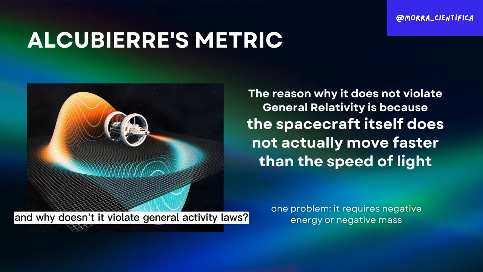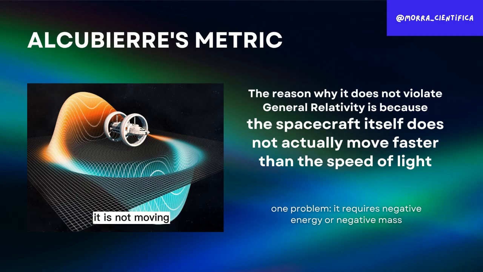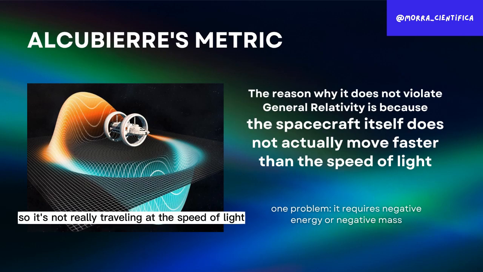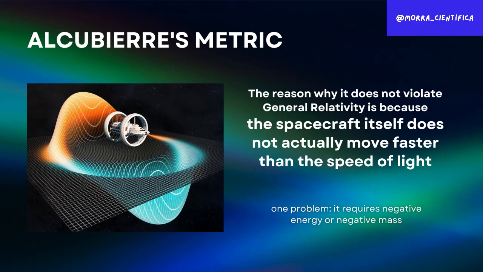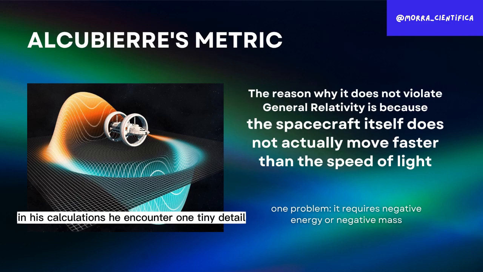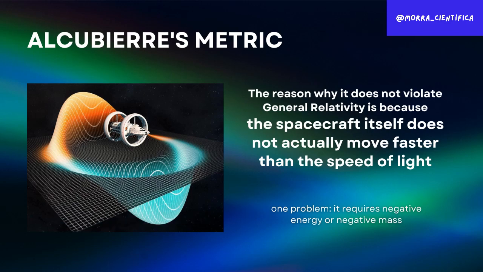And why doesn't it violate general relativity laws? It is very simple, because the spaceship is not moving. As simple as that. You don't move the spaceship, so it's not really traveling at the speed of light, but you are moving space-time itself. That makes it go from one point to another at the speed of light. So yeah, but of course nothing is that simple.